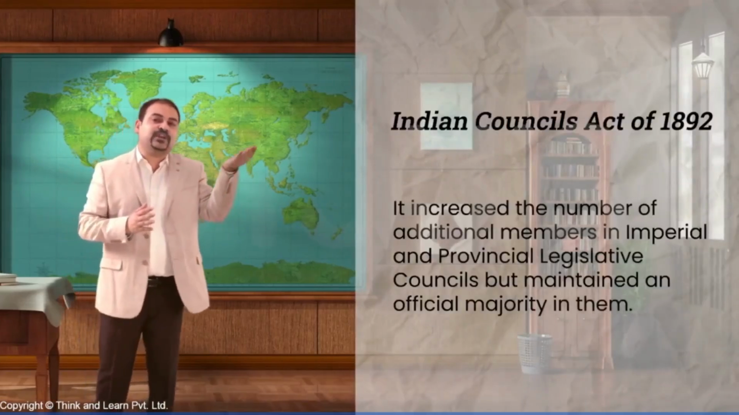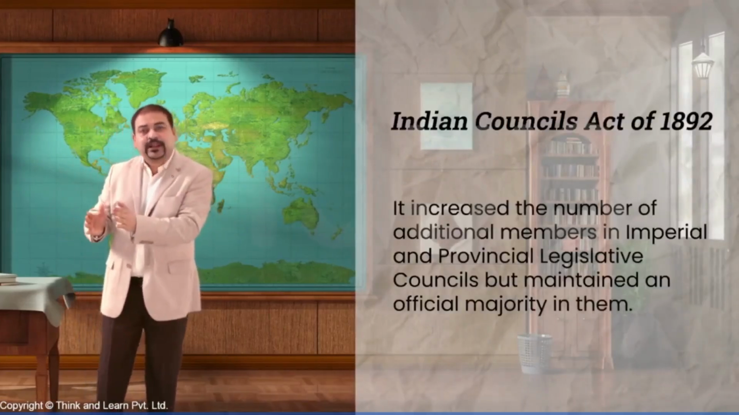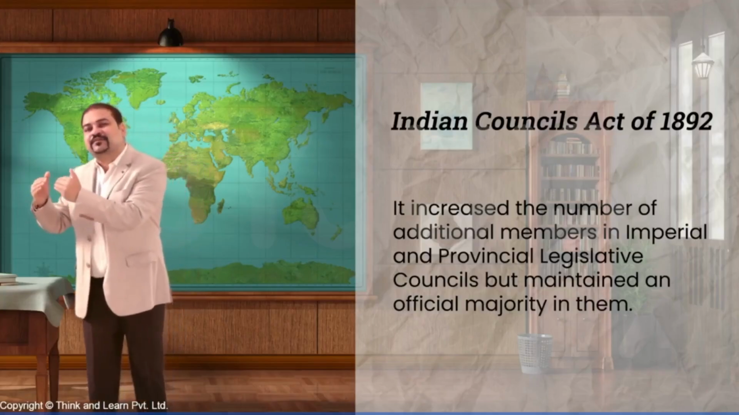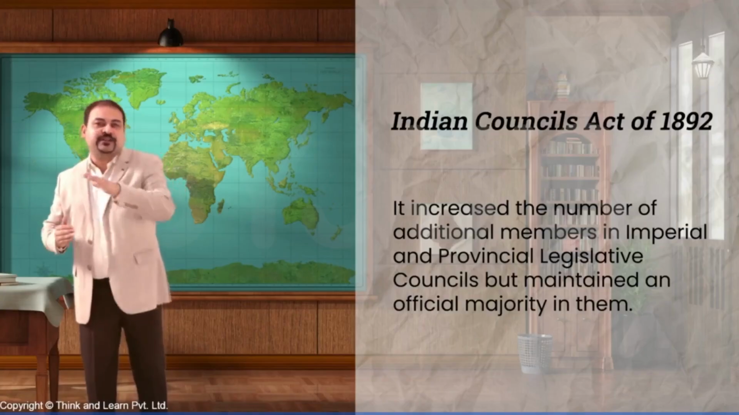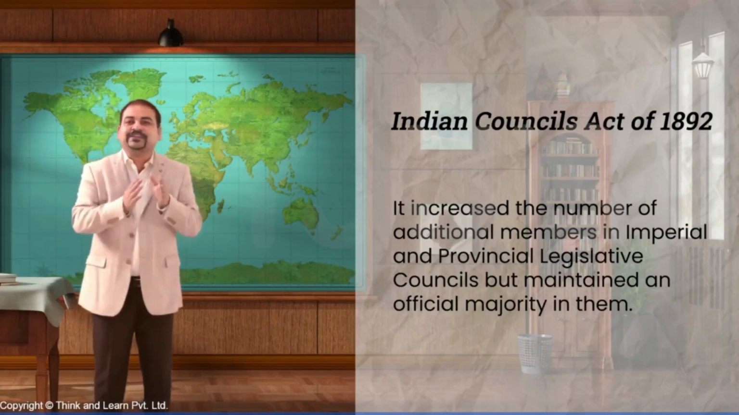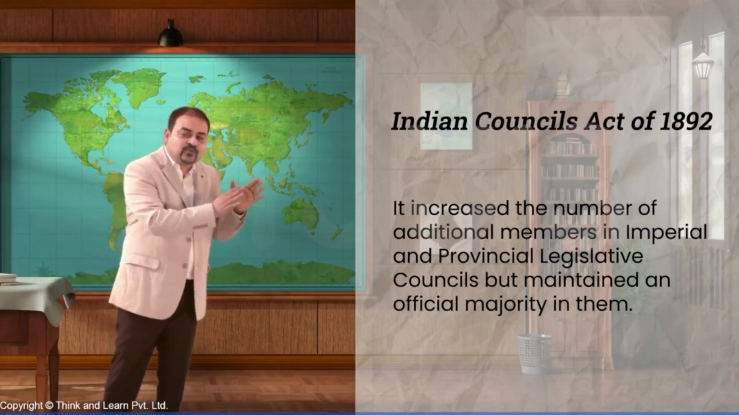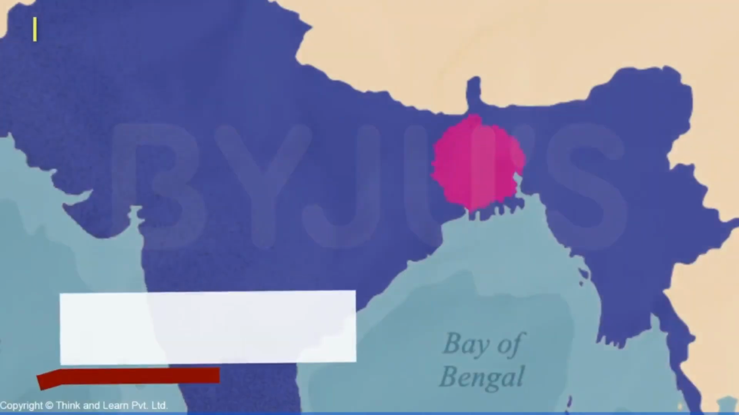One of the demands of the INC was the reformation of the Legislative Council and elections. And as a result, the Indian Councils Act of 1892 took shape. It increased the number of additional members in the imperial and provincial legislative councils, but maintained an official majority in them. So it didn't seem satisfactory to Congress.